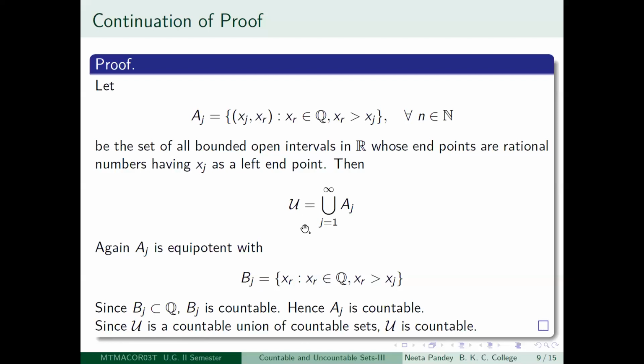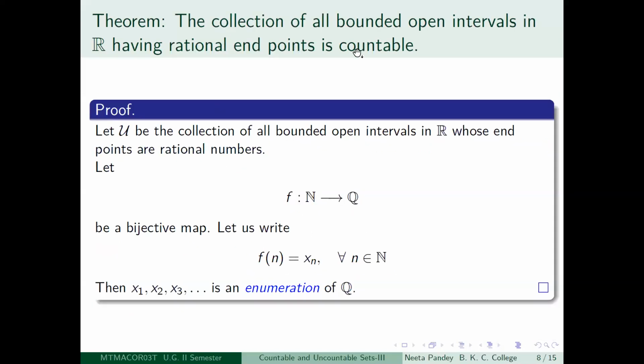So what have you proved? You have proved that if you look at the collection of all bounded open intervals in R whose endpoints are rational numbers, then it is countable. The collection is countable. You will have only countably many bounded open intervals whose endpoints are rational numbers.